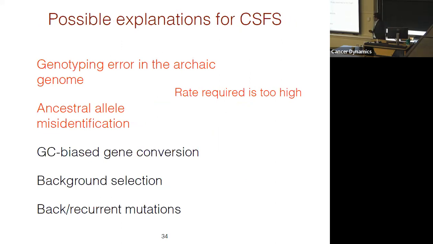There are possible explanations for this. The first one is technical issues. For example, genotyping errors in the archaic genome, or issues with identifying the ancestral allele correctly. Both of these could lead to deviations from uniformity. So we did some analyses. We found that the error rate required to produce what we see here is too high. So that doesn't explain what we're seeing.